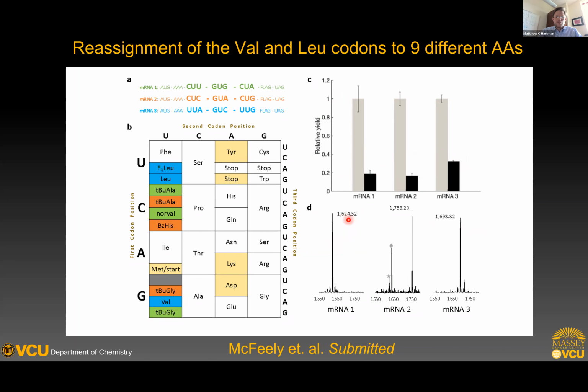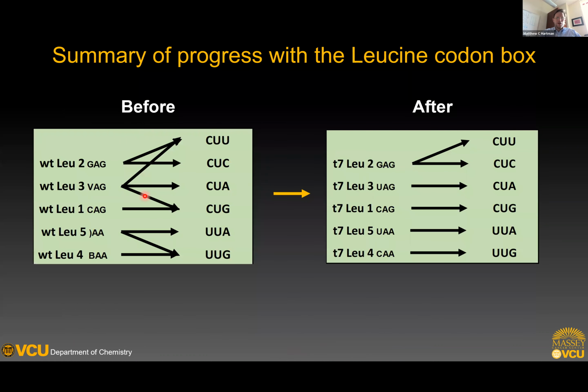So here's mRNA1, gives us the expected mass. mRNA2 had a little bit of orthogonality. We see some issues here with the leucine codons. And mRNA3 also looked really clean. So although these results aren't perfect, they really show that by combining hyperaccurate ribosomes and these in vitro transcribed tRNAs, we are now able to start to break apart the genetic code and the degeneracy of the sense codons in ways that we really thought would be impossible before, based on this type of pattern.